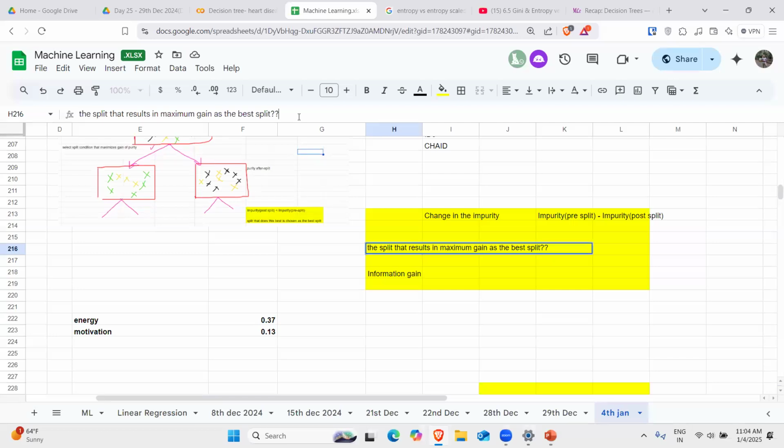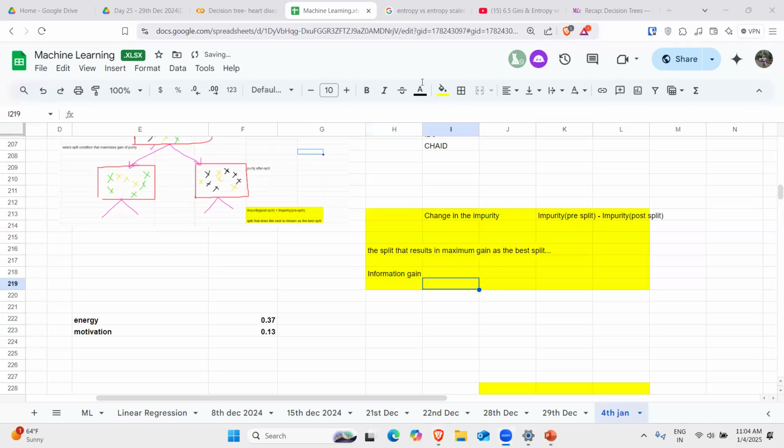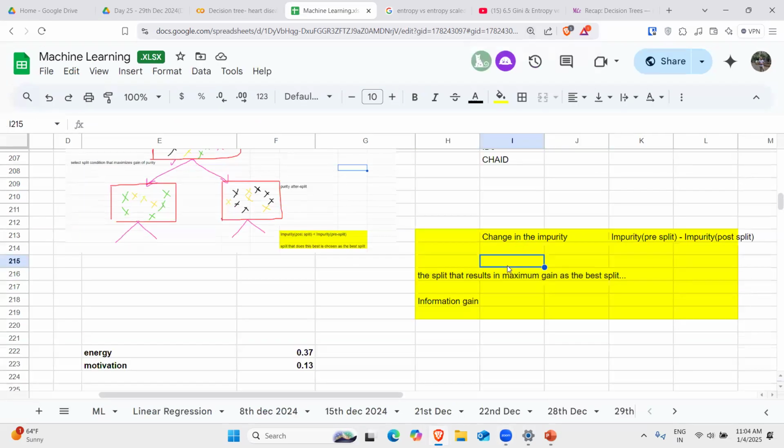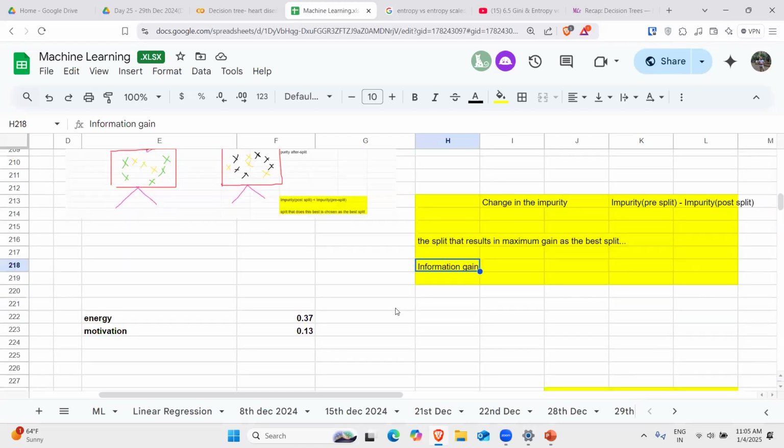Why motivation you should select? Yeah, you say always we need to take the lesser one. Where have you read that lesser one? What I have explained over here is that the change in impurity should be the split that results in maximum gain, that is maximum change in the impurity, is the best split, right? It's the best split. So the gain should be as high as possible, not as low as possible.